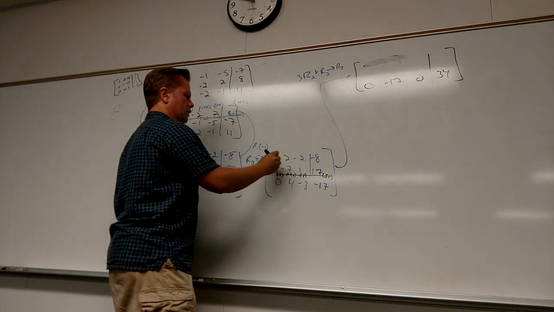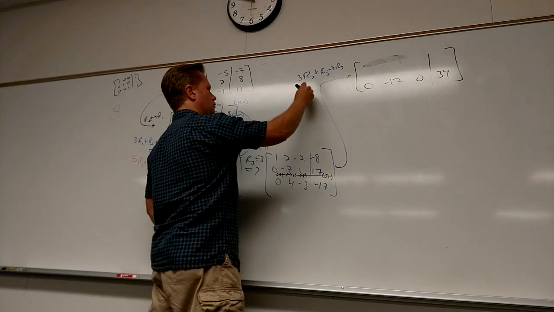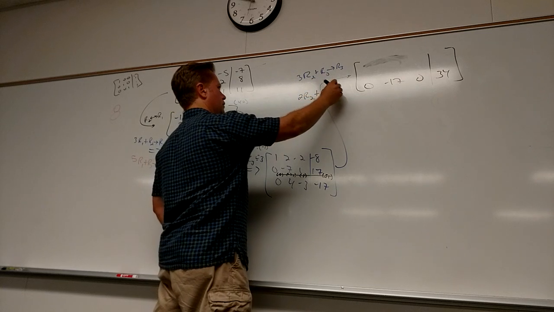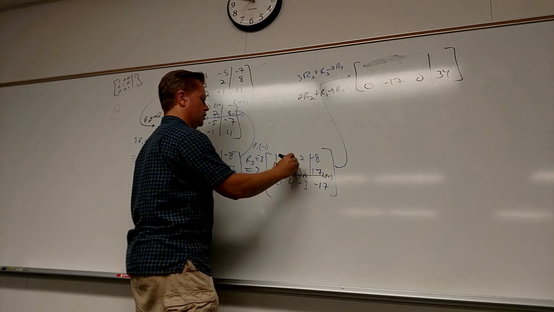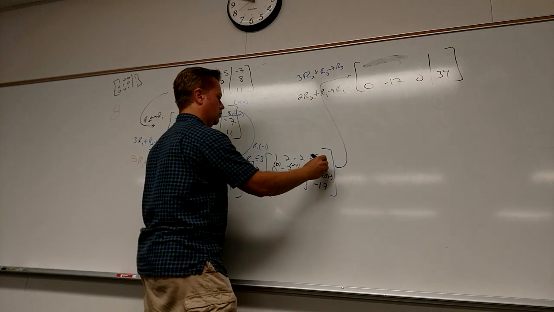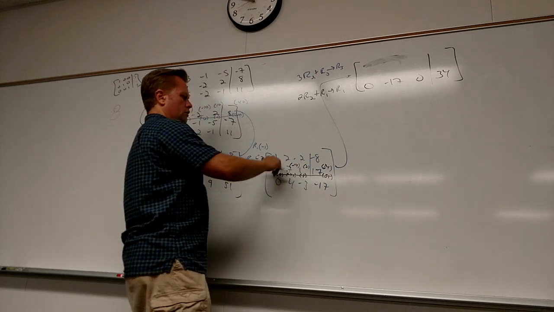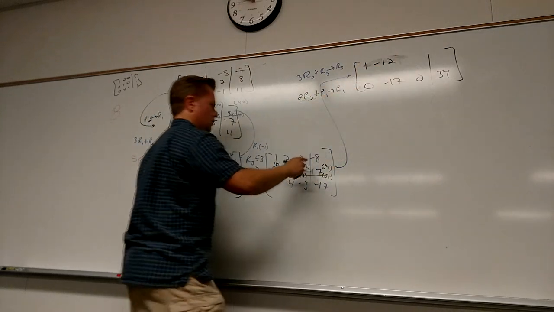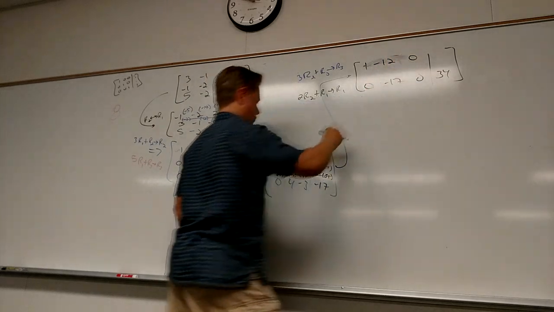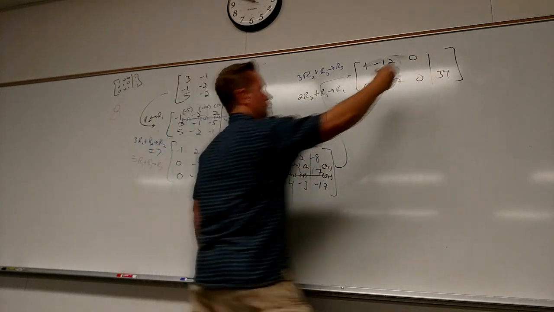So if I multiply this by 2 now, twice row 2, plus row 1, put the answer in row 1. I get 0, negative 14, 2, 34. 0, 1 is 1. Negative 14 and 2 is negative 12. 2 minus 2 is 0. And 34 minus 8, 26.